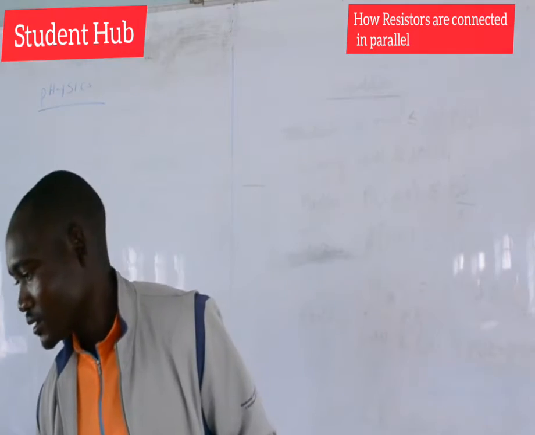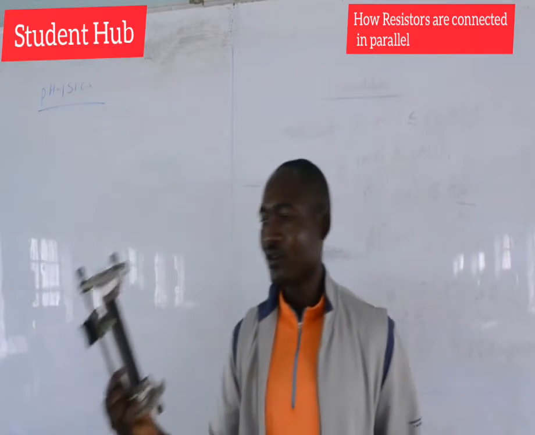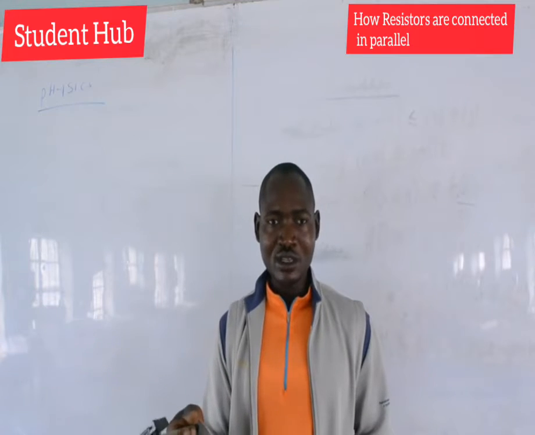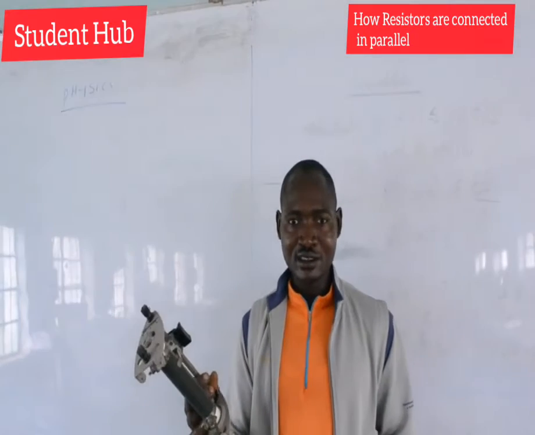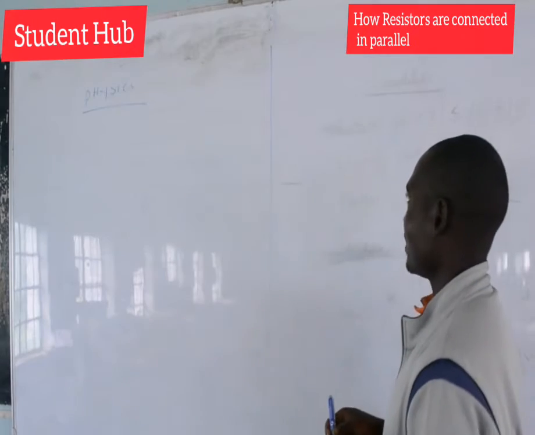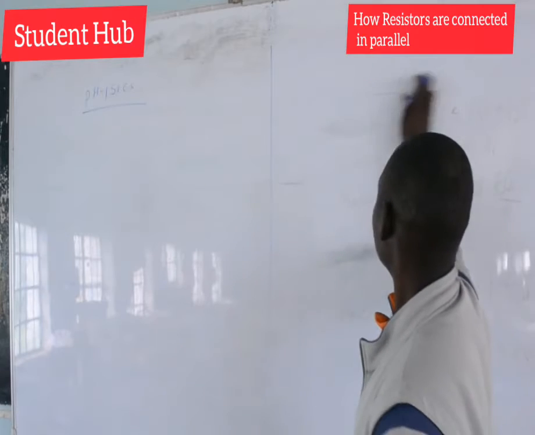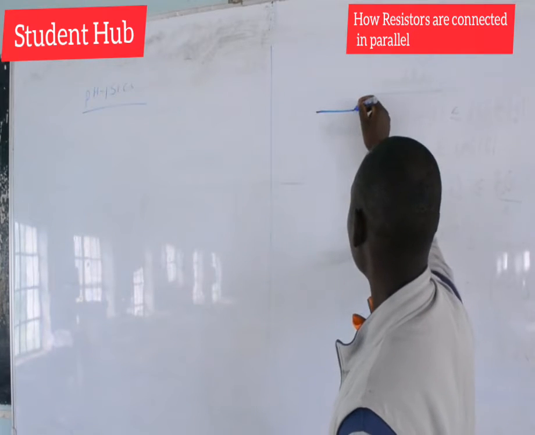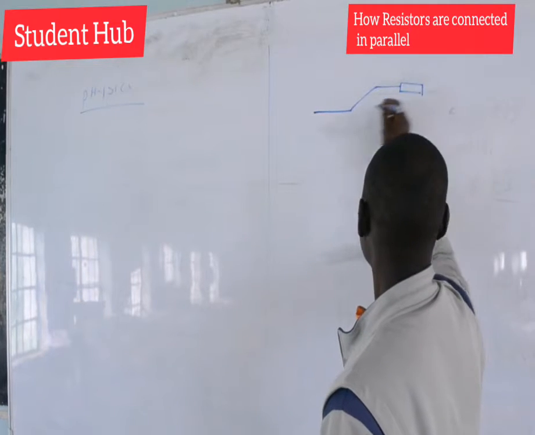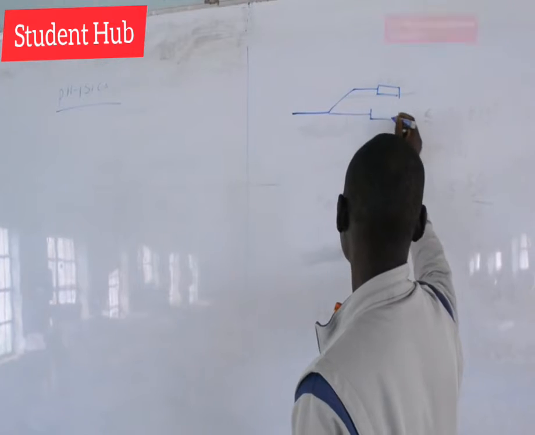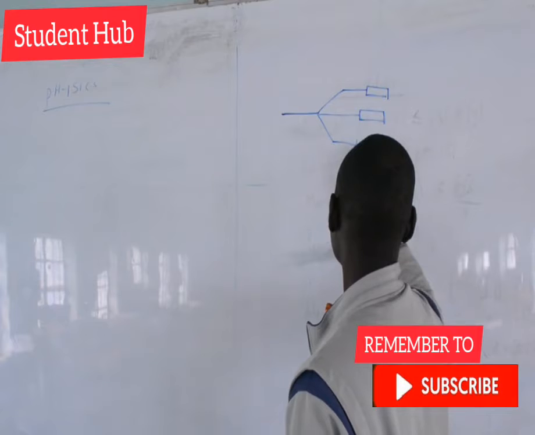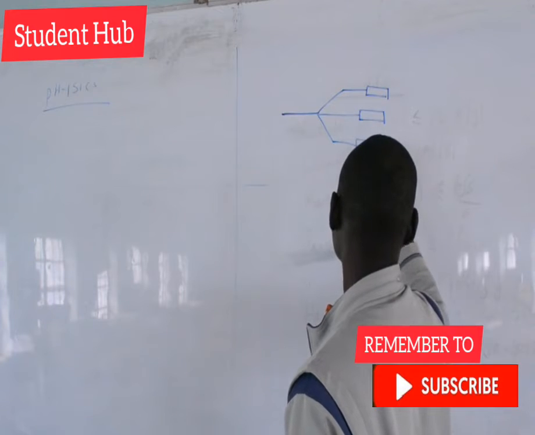And this too is another form of a resistor, but this one is called a variable resistor, and it's called a rheostat. Is that okay? So now let's continue from where we stopped. As I say, this is how a circuit is connected in parallel.